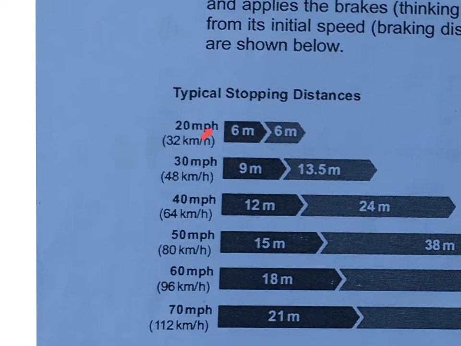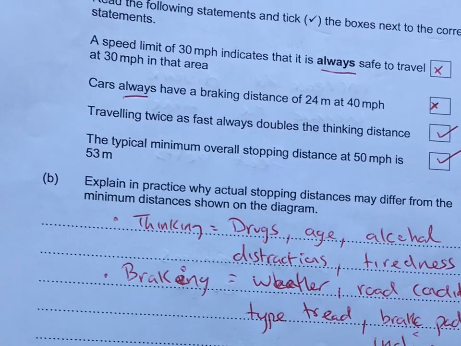Because if the conditions were worse, maybe this is 8 meters, but then traveling twice as fast is going to take that to 16 meters. So the relationship there is true. Okay, it's always going to double.